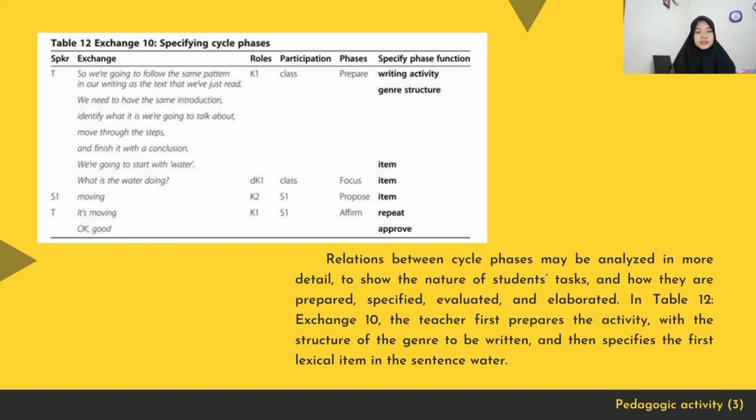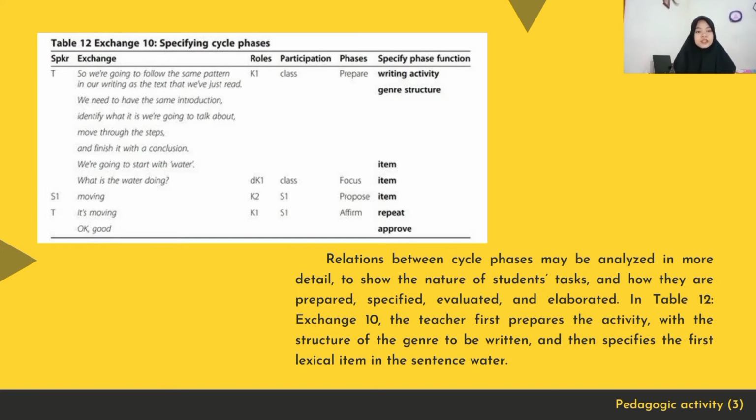Relation between cycle pieces may be analyzed in more detail to show the nature of students' tasks and how they are prepared, specified, evaluated, and elaborated. In Table 12, exchange 10, the teacher first prepares the activity with the structure of the genre to be written, and then specifies the first lexical item in the sentence's order. Table 12, exchange 10. Specifying cycle pieces.